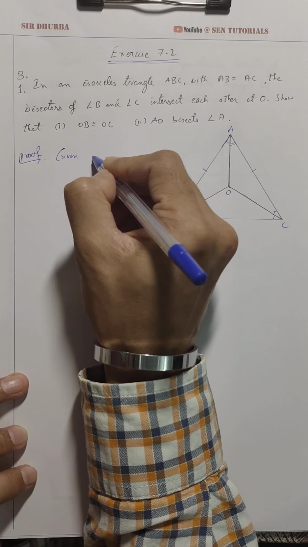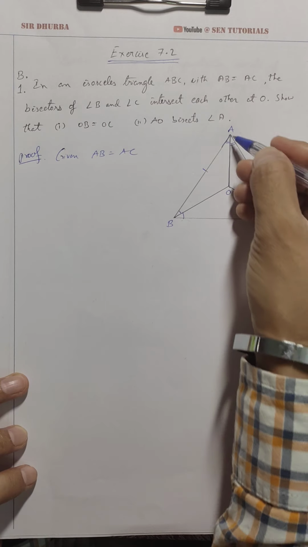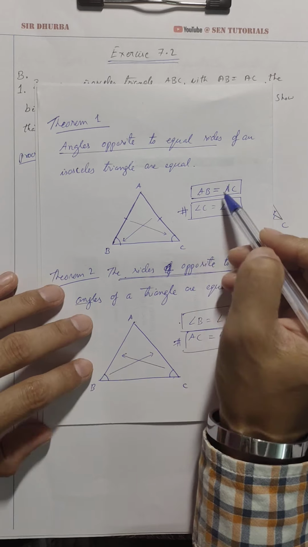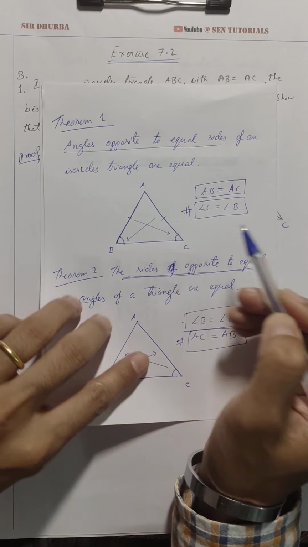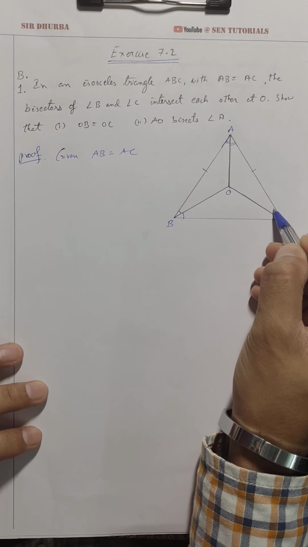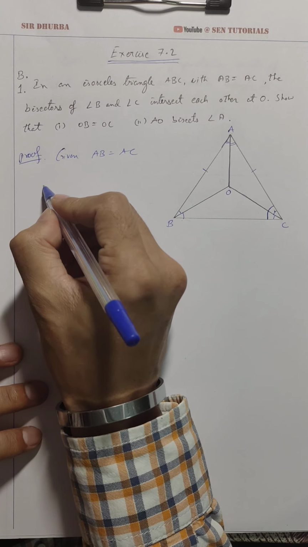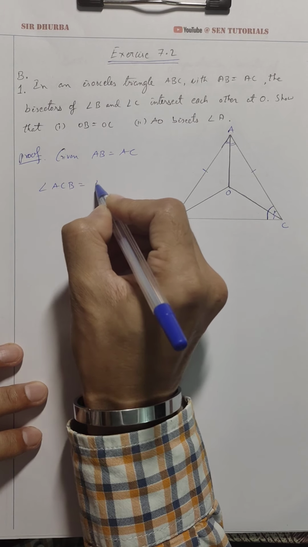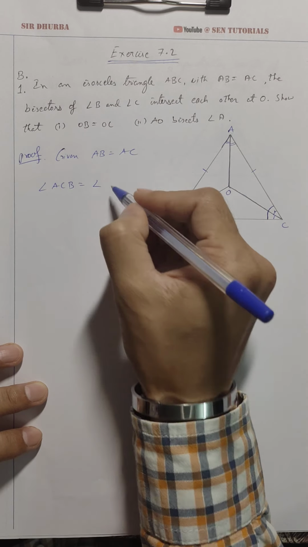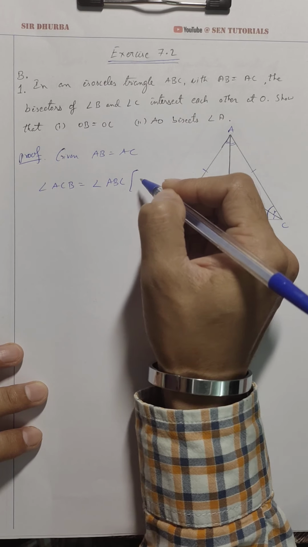Given: AB is equal to AC. If AB is equal to AC, then by the first theorem that we learned today, their opposite angles are also equal. So what is the opposite angle to AB? This angle, angle C. So angle ACB is equal to angle ABC, the angle opposite to AB.